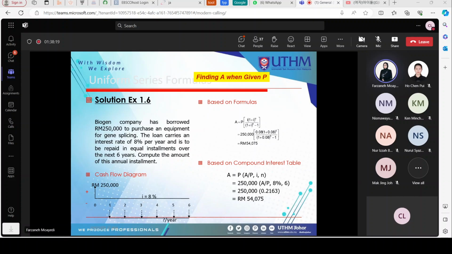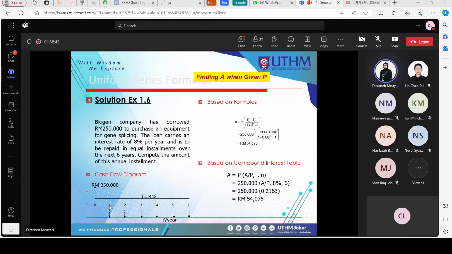So the first thing usually in this kind of question you want to do is to draw the cash flow, because first of all you need to learn it, and secondly it is going to simplify the question very well for you. So in the beginning, we have 250,000, which is a plus. So the arrow is going to be upward, because 250,000 is something that you have borrowed, meaning that it has been added to your account.